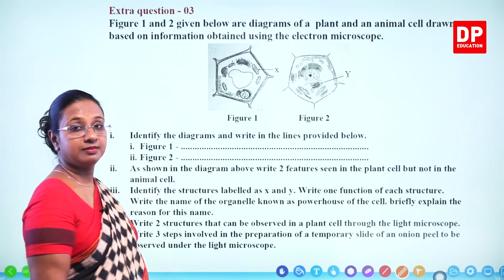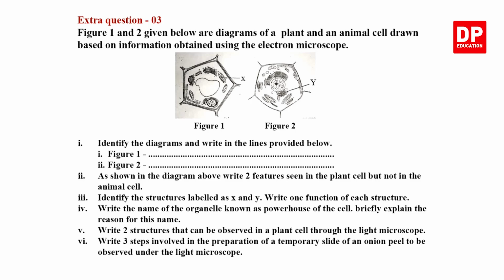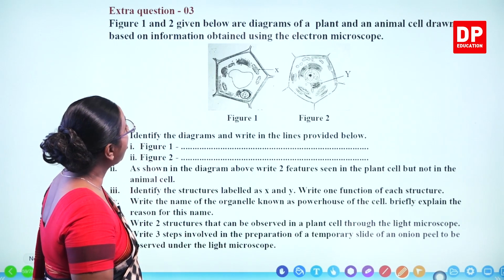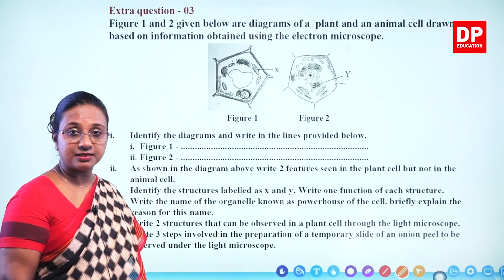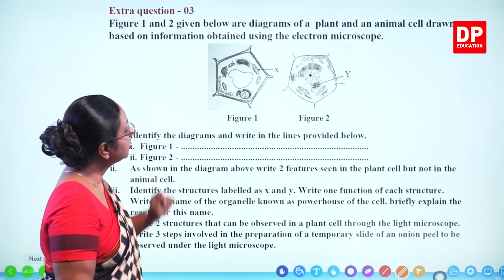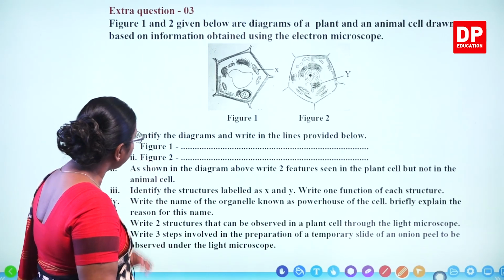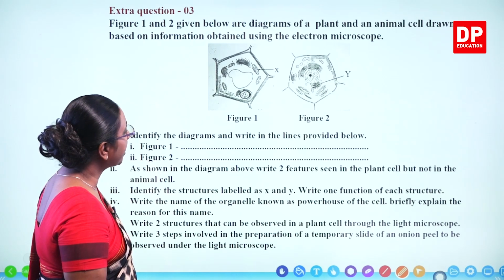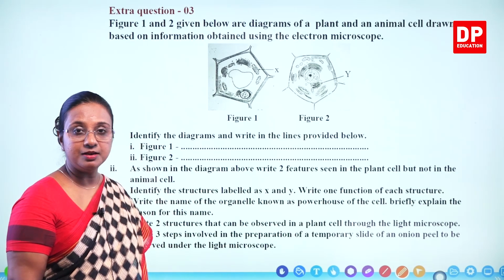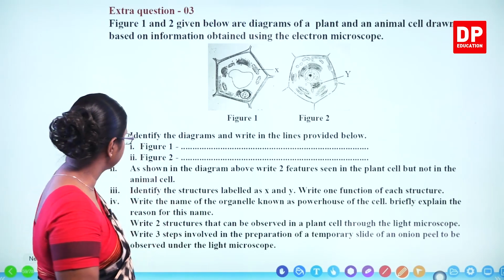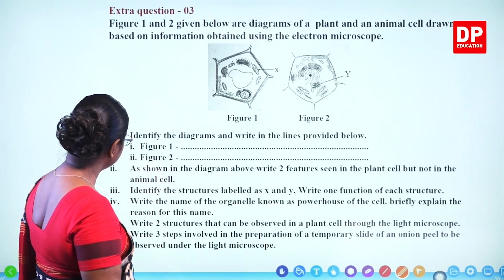Extra question 3. Figure 1 and 2 given below are diagrams of a plant and an animal cell drawn based on information obtained using the electron microscope. Here you can see figure 1 and figure 2. Identify the diagrams and write in the lines provided below. So you have to identify the 2 types of cells, figure 1 and figure 2.